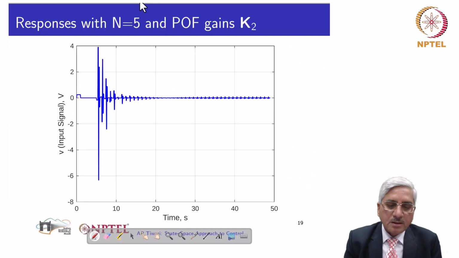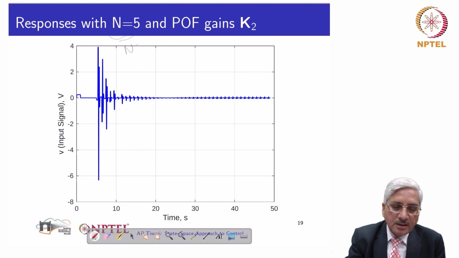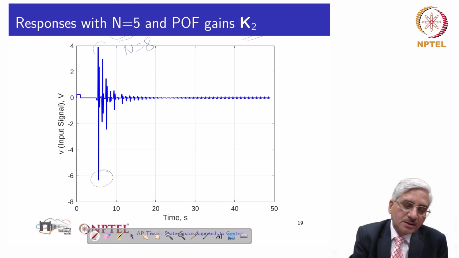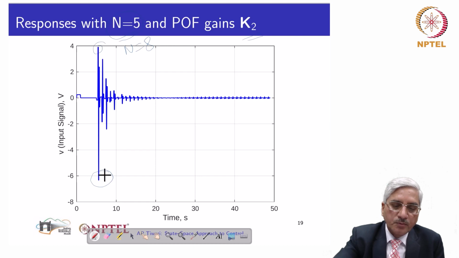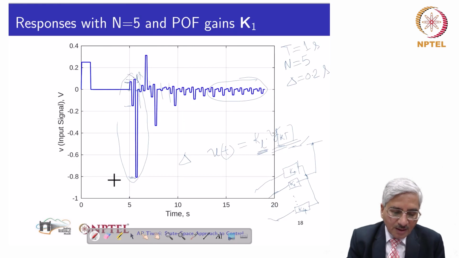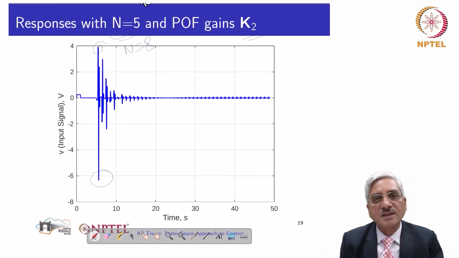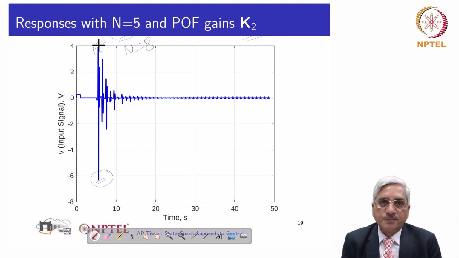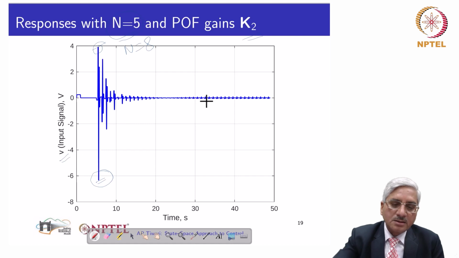Now we see the responses for n equal to 8. I'm sorry, this is typing error. This is n equal to 8, and the set of gains k2. Now, as this was a bad design, you can see that input variation is much larger. It is minus 6 volt and plus 4 volt. In fact, if you can see from the previous slide, it was less than 1 volt on the negative side, less than 0.5 volt on the positive side. Here, because this design is not that optimized, it is more than minus 6 volt on one side and close to 4 volts on the other side. However, the system is stabilized even with the poor design. So this is how the voltage signal varies.